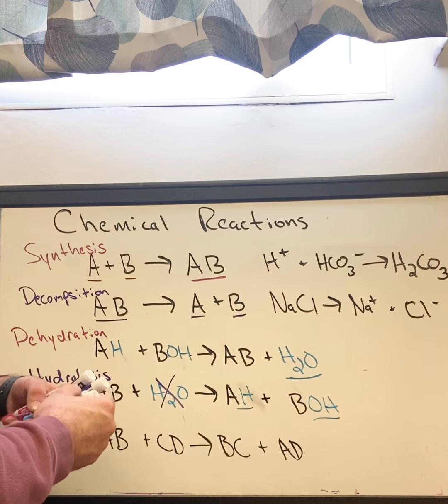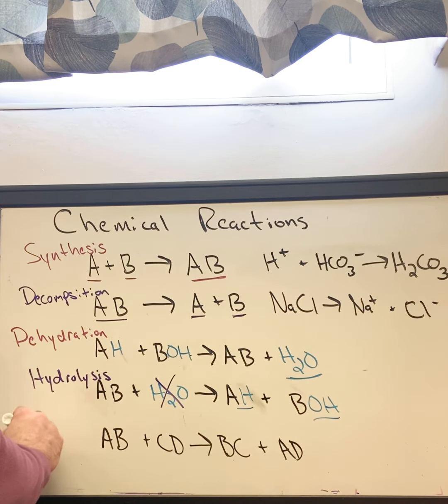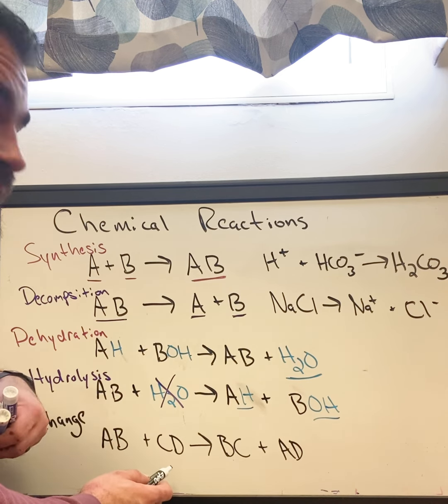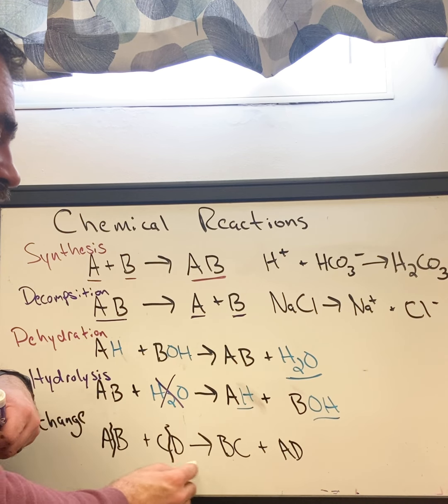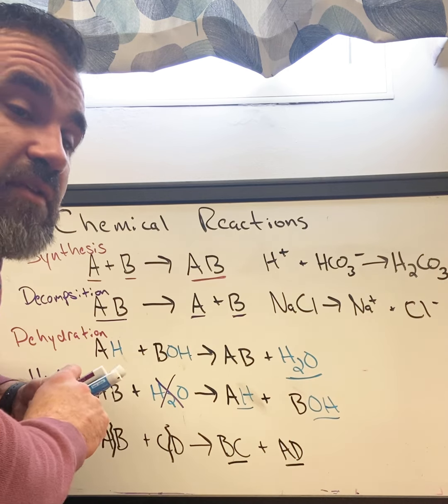Now lastly, this is an exchange reaction. So an exchange reaction, well, we're breaking and forming bonds. So is this anabolic or catabolic? Well, I guess it's kind of both. So we're taking AB and CD, so these are reactants. We're breaking the bond between A and B, breaking the bond between C and D, and forming these new compounds BC and AD. So that's an exchange reaction. So that's stuff you need to know.